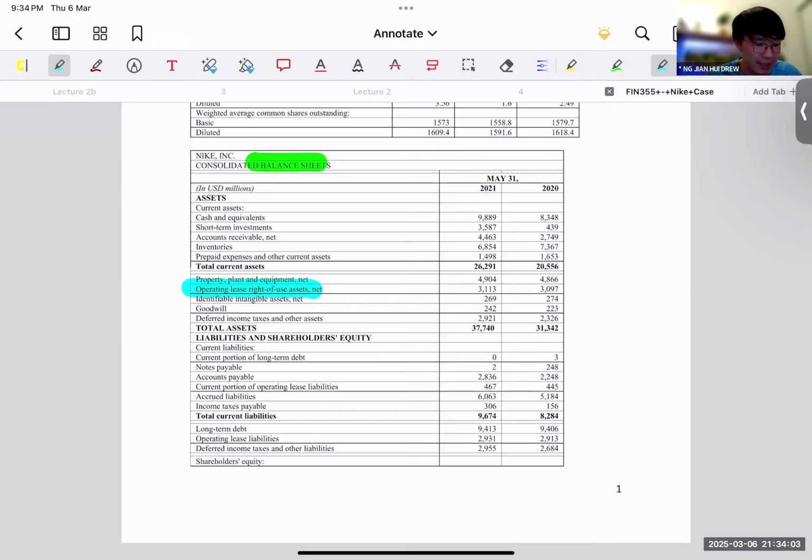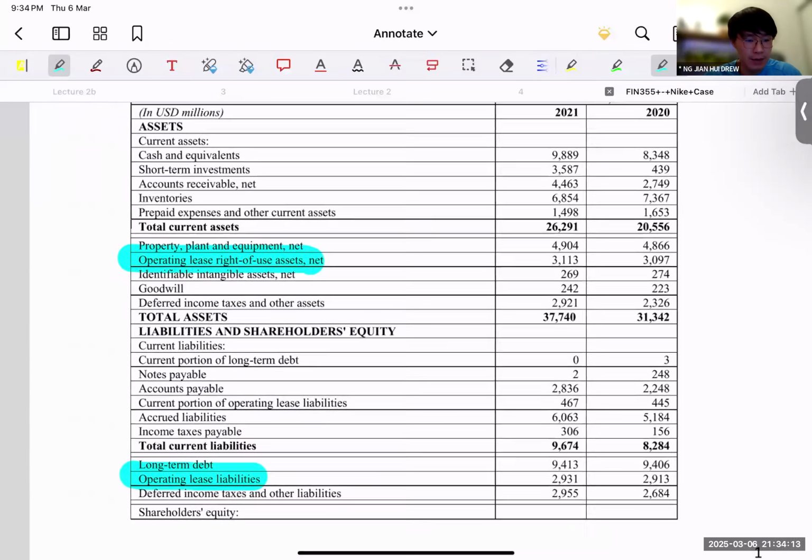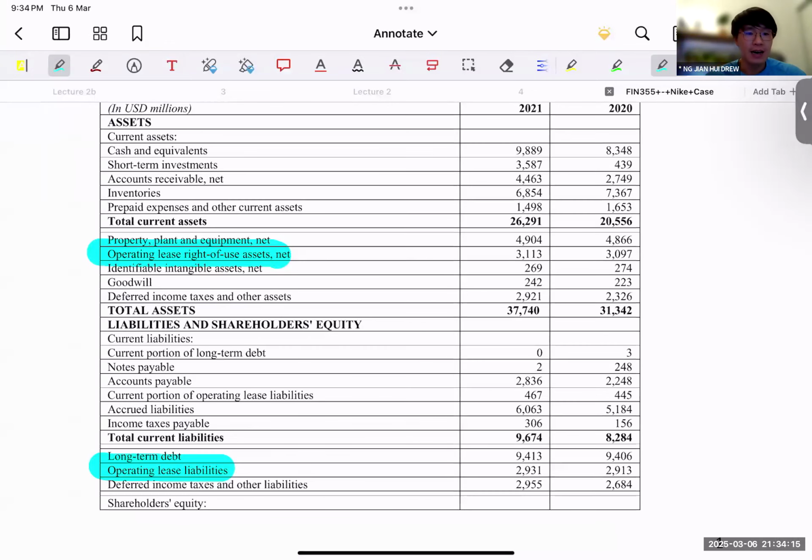Can you see there's also lease liability, operating lease liability? So even in this Nike case, they have also adopted the IFRS, which recommends you to capitalize operating leases already. So in this case, you need not do any capitalization of operating leases.